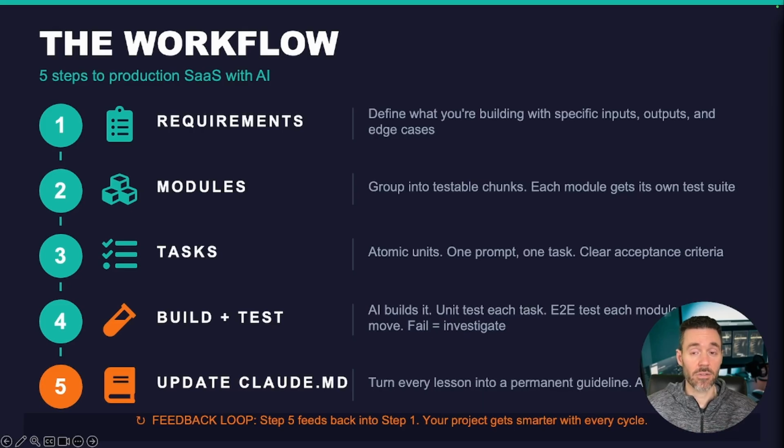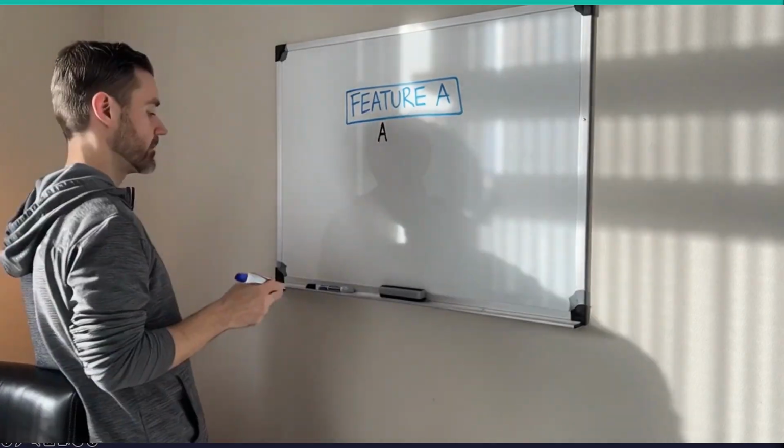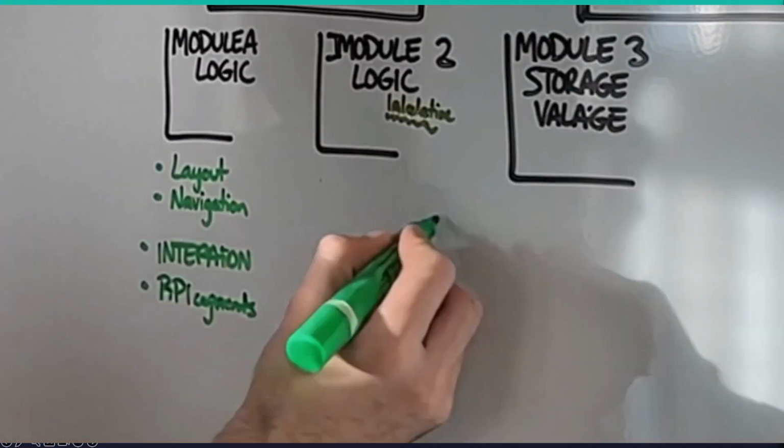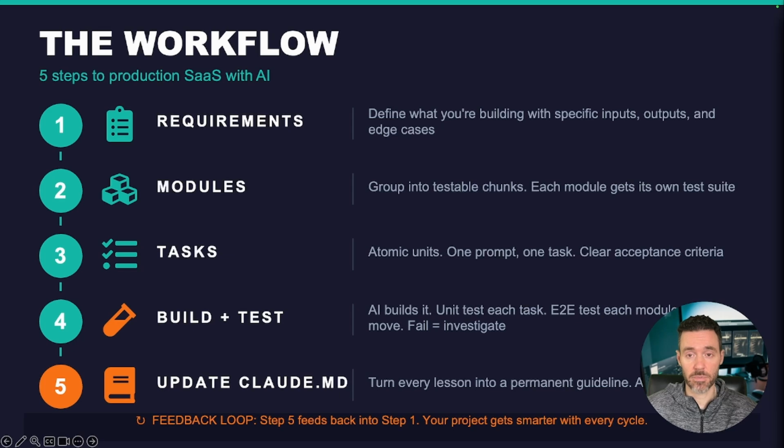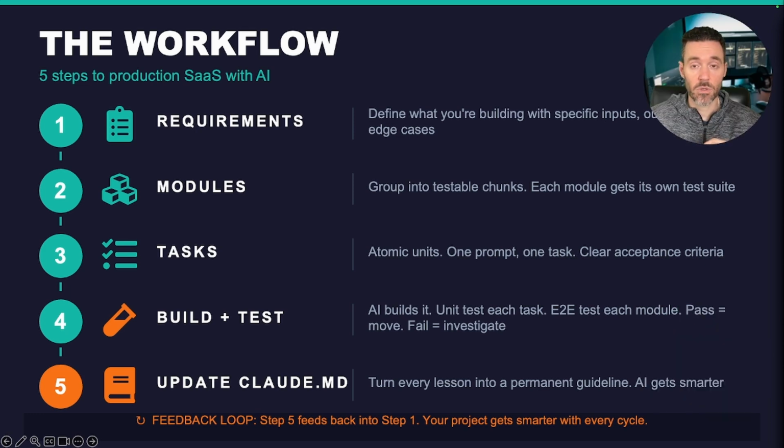Step 1 is to outline your requirements. Step 2, we want to break those requirements into modules, which are basically the big features of your app, like auth or your primary workflow. Step 3, we need to break those modules into tasks. Step 4, we need to ask AI to complete one task at a time and test it after each step. Step 5 is to feed what you learn back into your project guidelines.